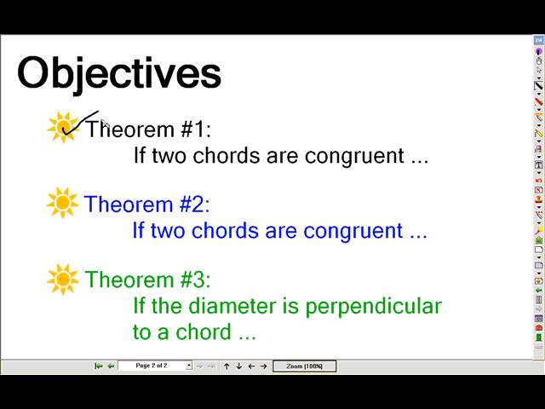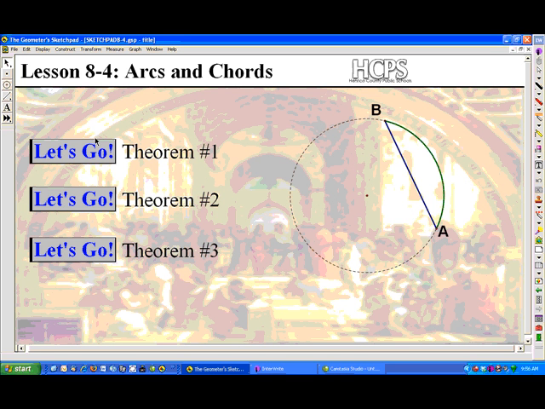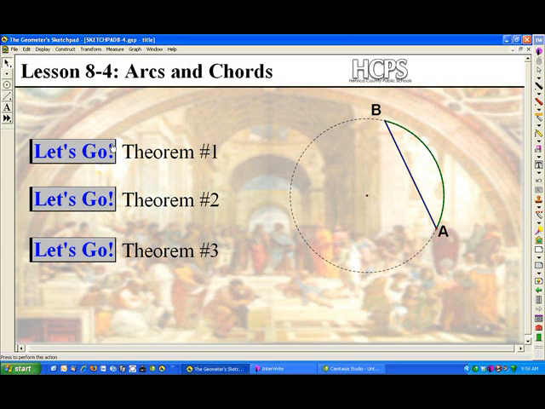Theorem number 1 is if two chords are congruent in a circle, what might be true? Well, it turns out there are two things that are true, so that'll be theorem number 2. And the third idea is if a diameter is perpendicular to a chord, what may be true there? When I say what may be true, I'm asking you to measure and guess.